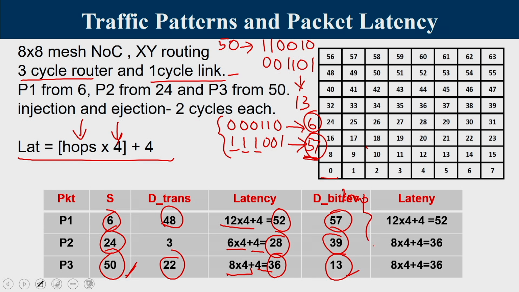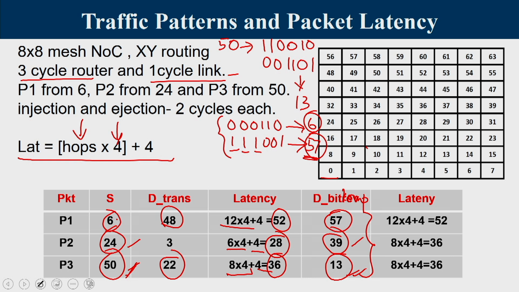Now, the problem is the same as what we discussed previously. The whole purpose of using transpose and bit complement is to understand what the destination is. In transpose, it is interchanging of i and j. In the case of bit complement, you write the binary value of the source node and then complement it in binary, and that is going to be the destination. So, a packet from 6 will go to 57, 24 will go to 39, and 50 will go to 13.